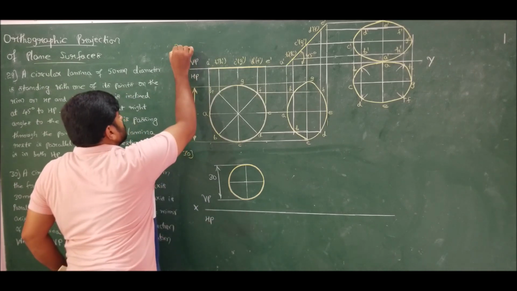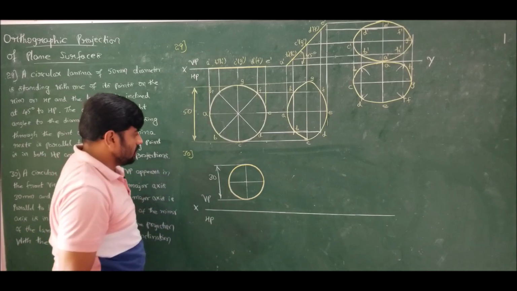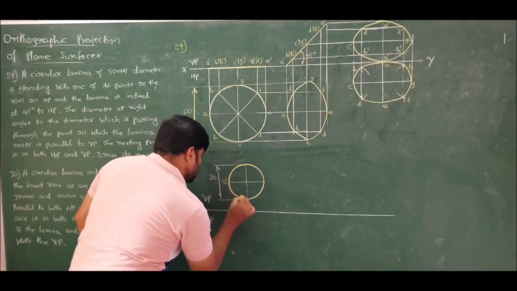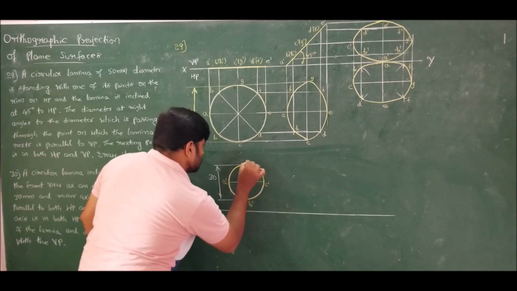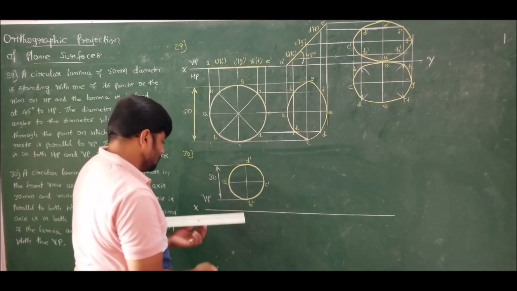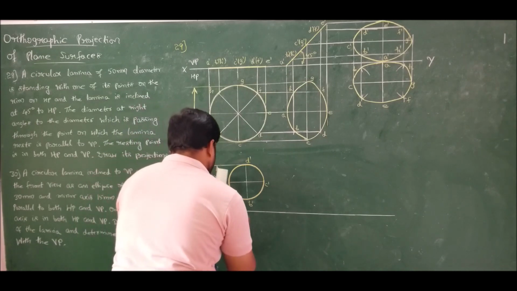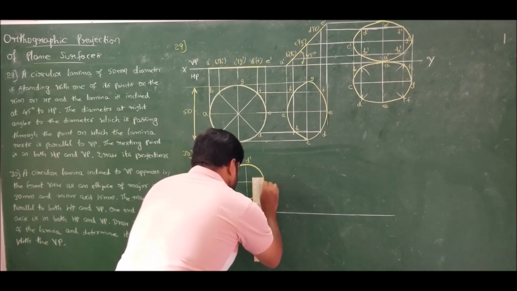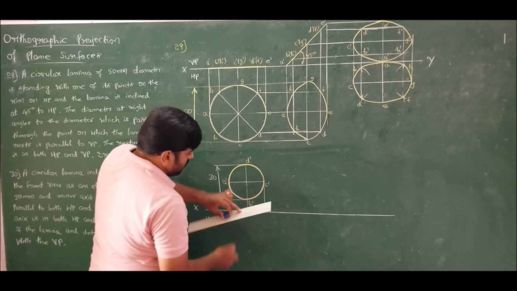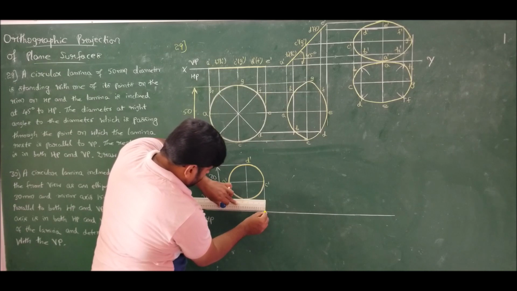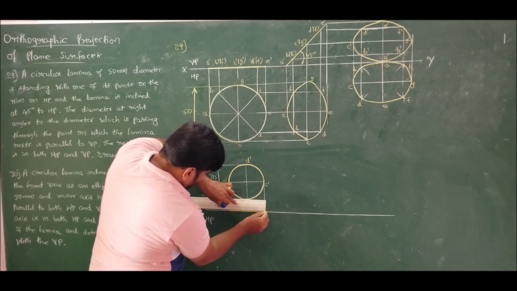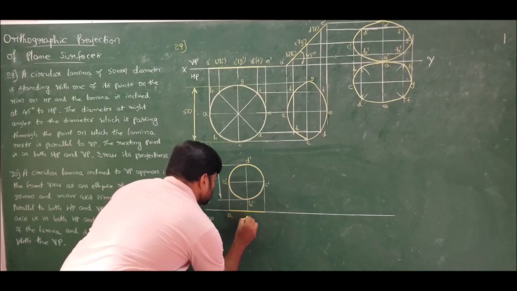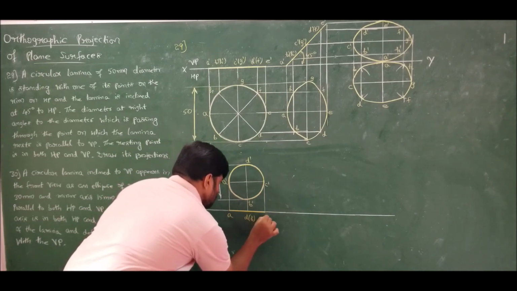So this is solution for problem number 30 and this is solution for problem number 29. Now let me mark this as A dash, B dash, C dash, D dash. Now take the projection. The laminal length is equal to the diameter, which is 30 mm. Correct. So this is A, D of B and C.